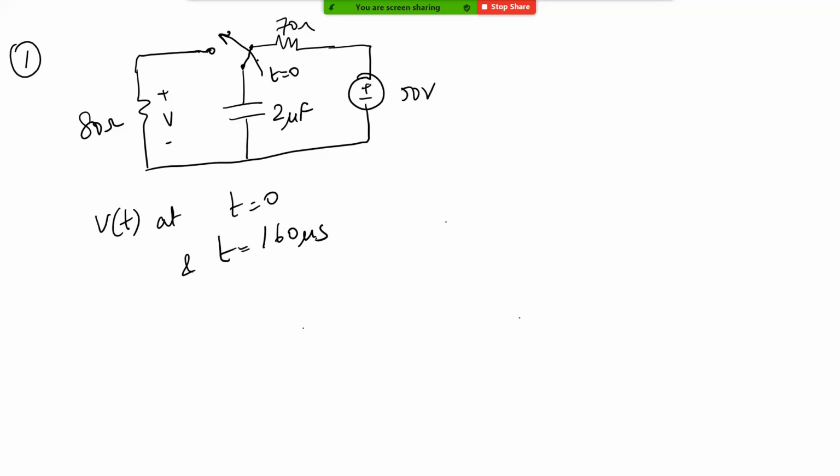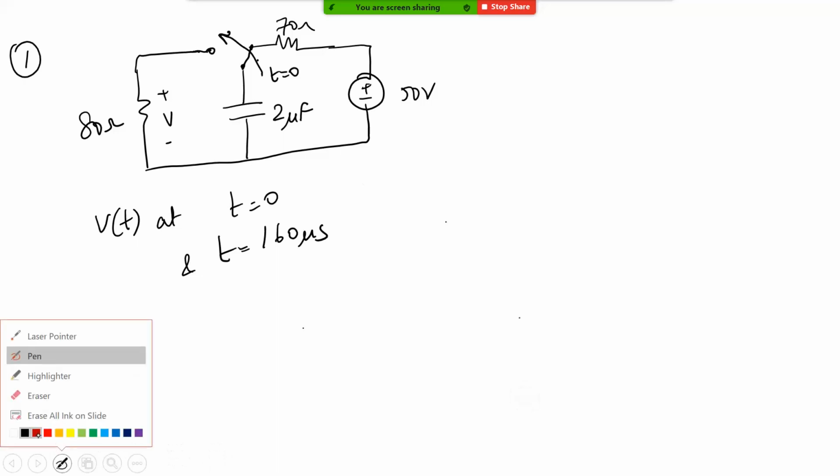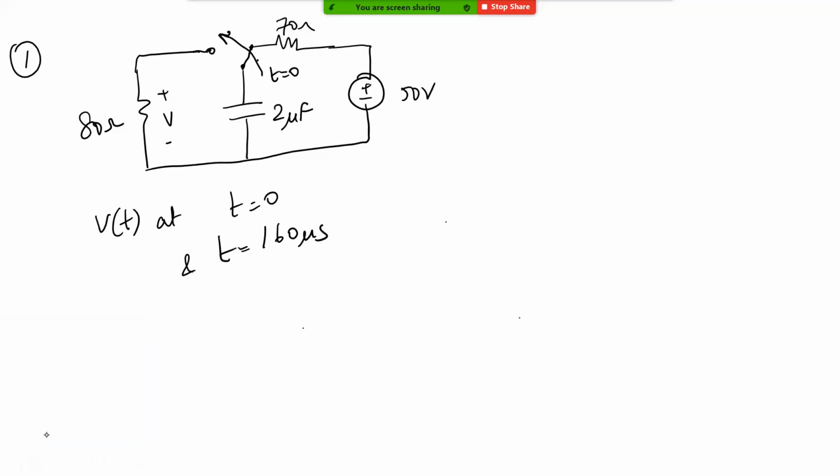Sir, at V of 0 it will be 0, right? And then at 160 seconds it will be 1 minus 1 by e into 50, sir. You can calculate and tell the value. Okay, sir. So V of t, this will be 0 here and here.